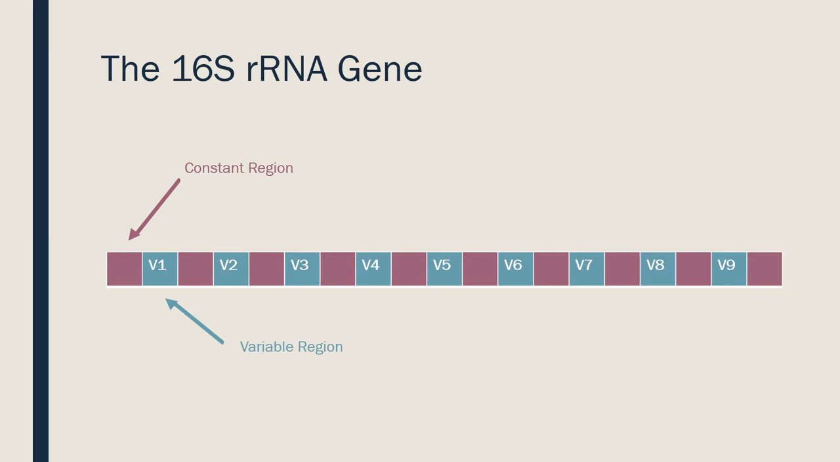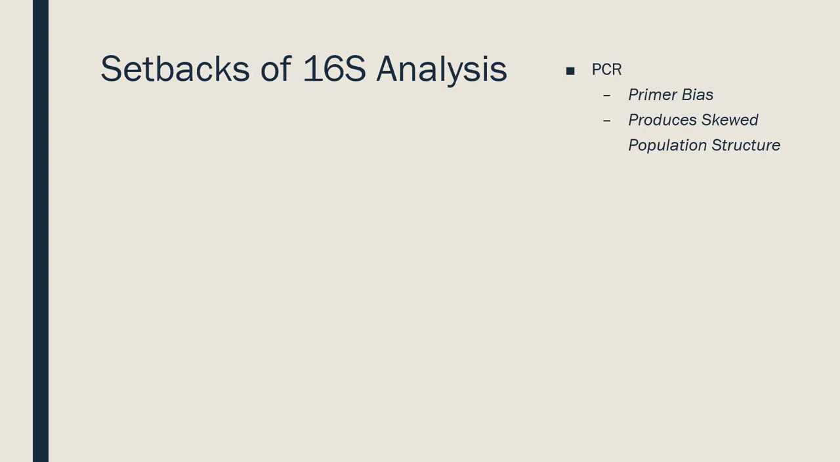Primers corresponding to one of these constant regions are used to selectively amplify the 16S rRNA gene through PCR, and next-generation sequencing technologies are employed to sequence these genes. Species identification can then be carried out using BLAST. However, while this method is convenient and common, it has many setbacks.